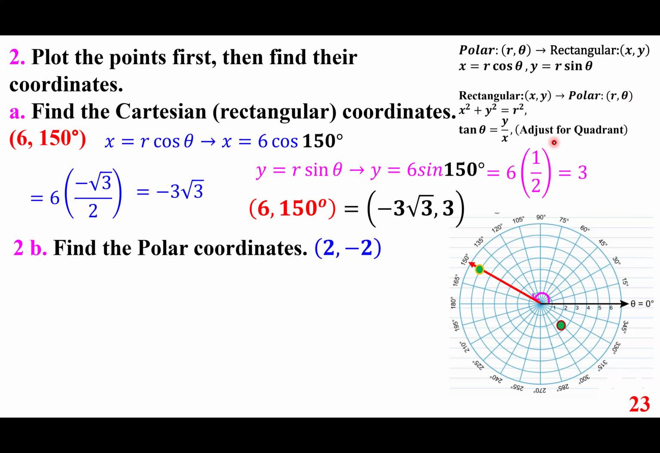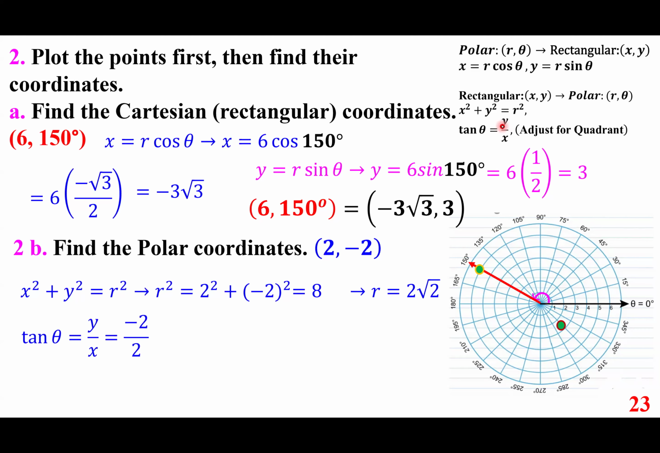So having said that, x squared plus y squared equals r squared. You're going to square this, you're going to square this, and add them up, and you get 8. So r is square root of 8, which is 2√2. Tan of θ is y over x, which is -1, and θ is -π/4.